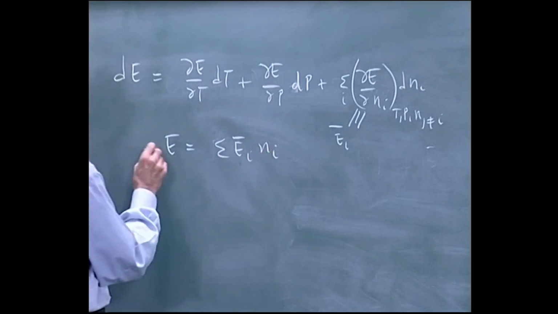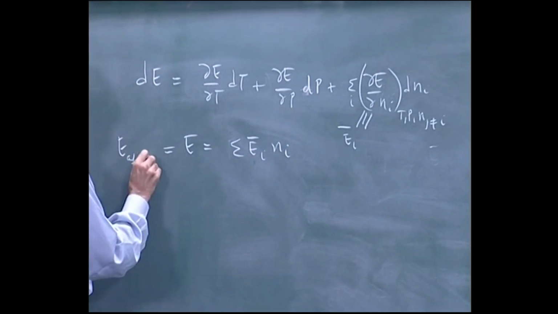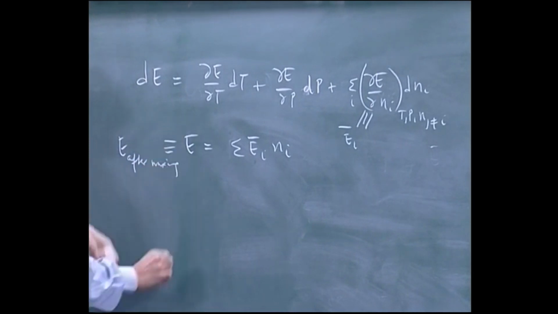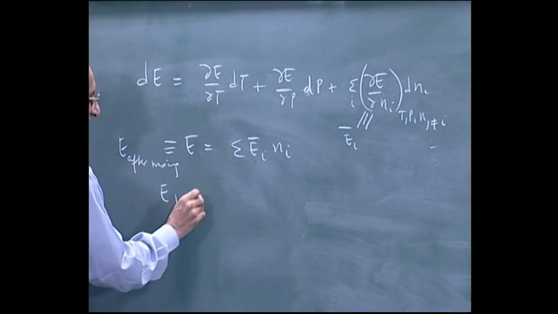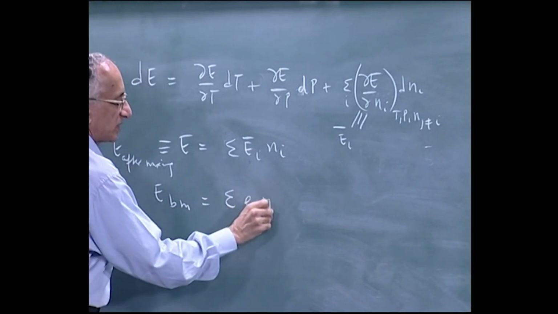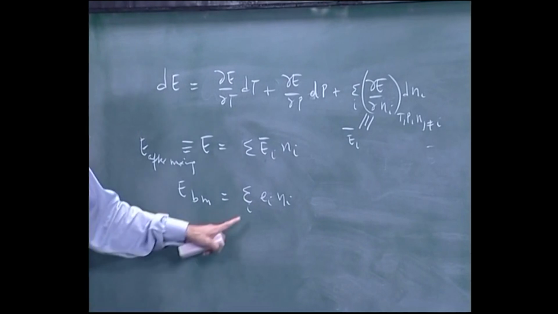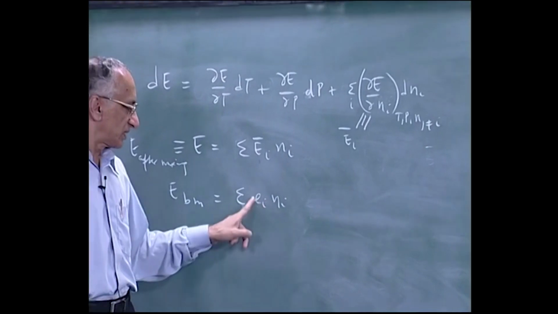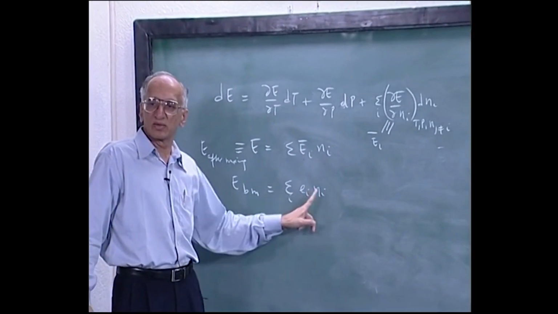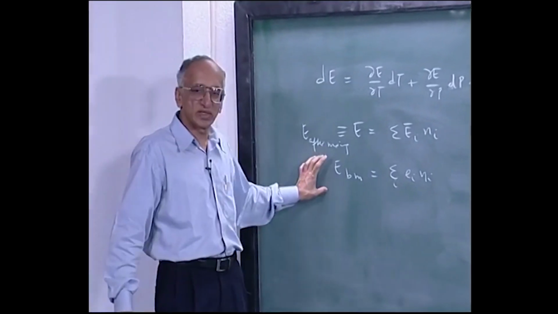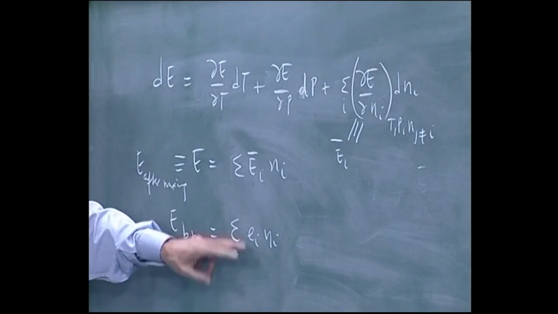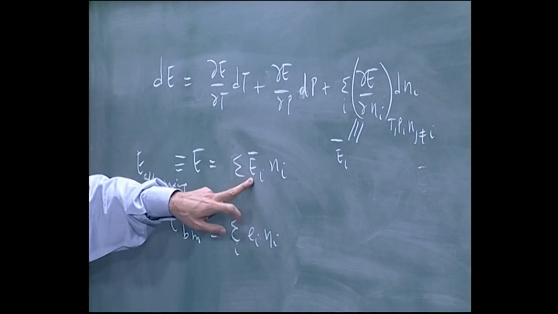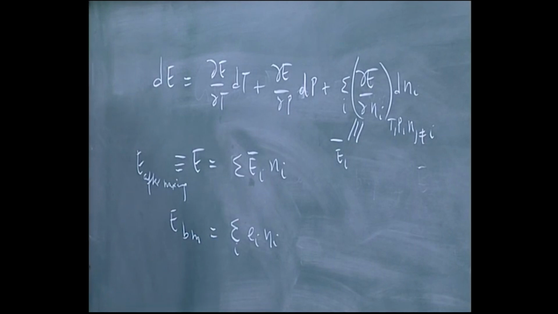This is also equal to E after mixing. If I am considering a process, this is identical with E. E before mixing is sum over Ei Ni. This Ei is pure i. I take n1 moles of 1, its value of E is small e1, so I just add it all up because this is before mixing. After mixing, in the mixture the property changes from Ei to Ei bar. So if I want to understand the mixing process, I have to know how to calculate Ei bar. That is the central thing in mixture theory.